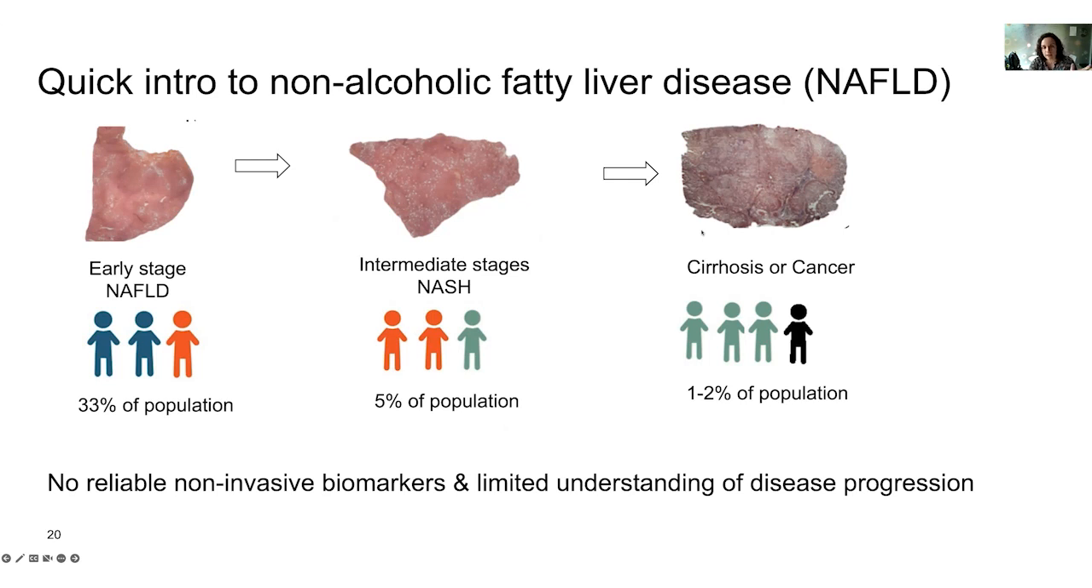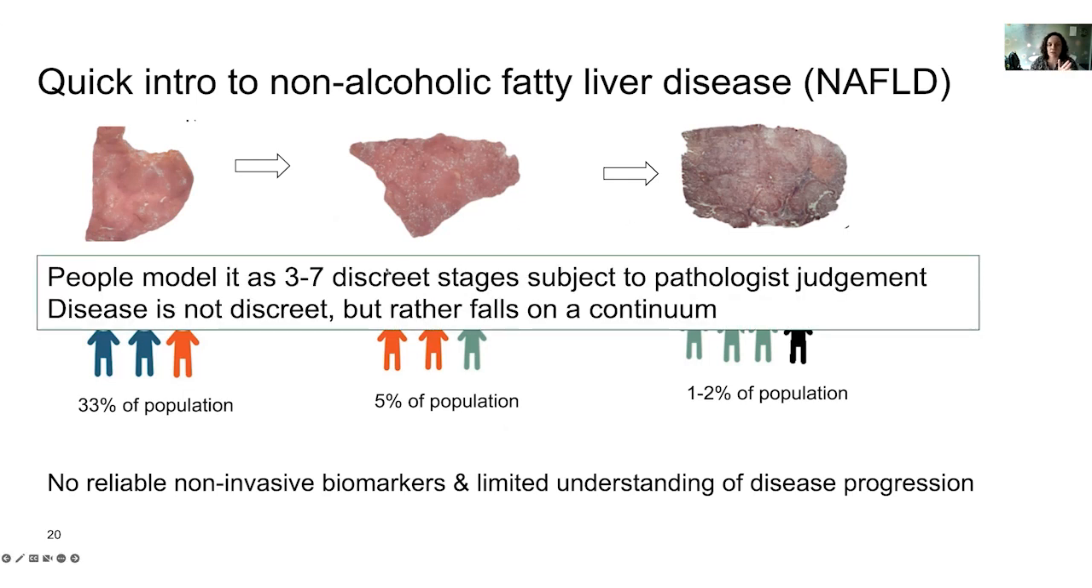To study this kind of mechanism of disease progression, we took a slightly different approach than most people. Most people treat it as 3 to 7 discrete stages, depending on the paper, and this is subject to the pathologist's judgment based on the histology annotations. However, the disease is not discrete, and it falls rather on a continuum, and perhaps even multiple continuums. So we hypothesize that if we use a patient trajectory approach, we would be able to get better information about how the disease progresses.